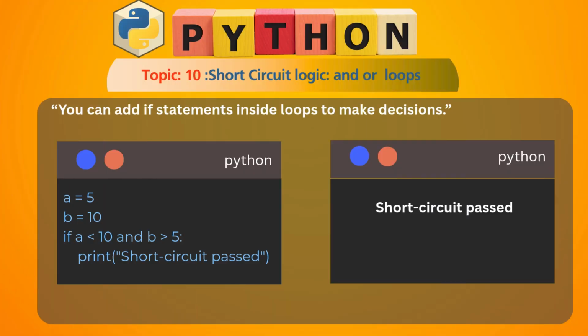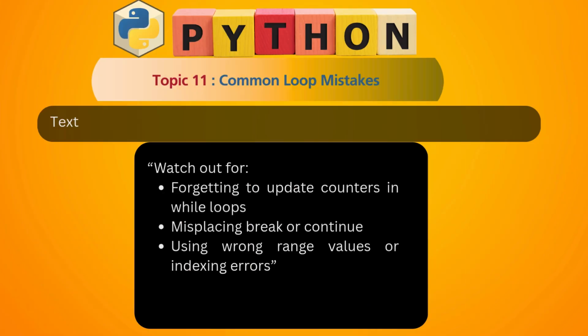Now we will see the short circuit logic. A equal to 5, B equal to 10. If A is less than 10 and B is greater than 5, then print short circuit pass. So it's an example of how if statements can be used inside the loops to make some decisions. Now we'll see common loop mistakes.